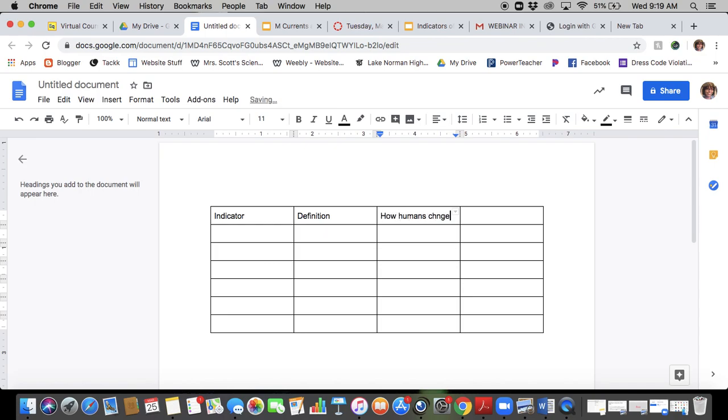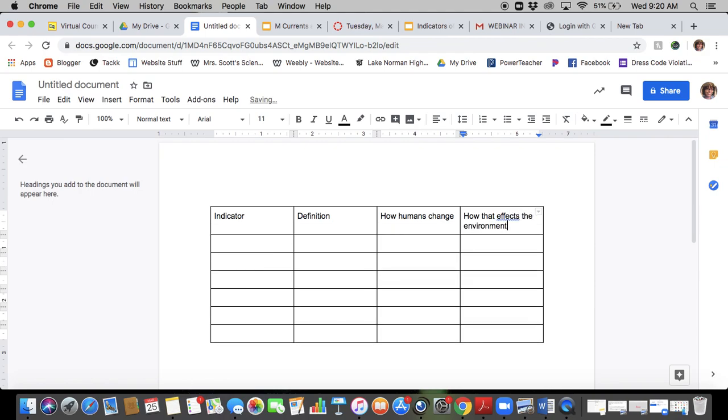how humans change that particular indicator, so like how we make it worse, and then how that affects the environment or ecosystem. Oh, not effects, affects. Thank you. All right, so we're gonna have 6 different ones here. You can type these up, you can write them down, whatever, as we go along.